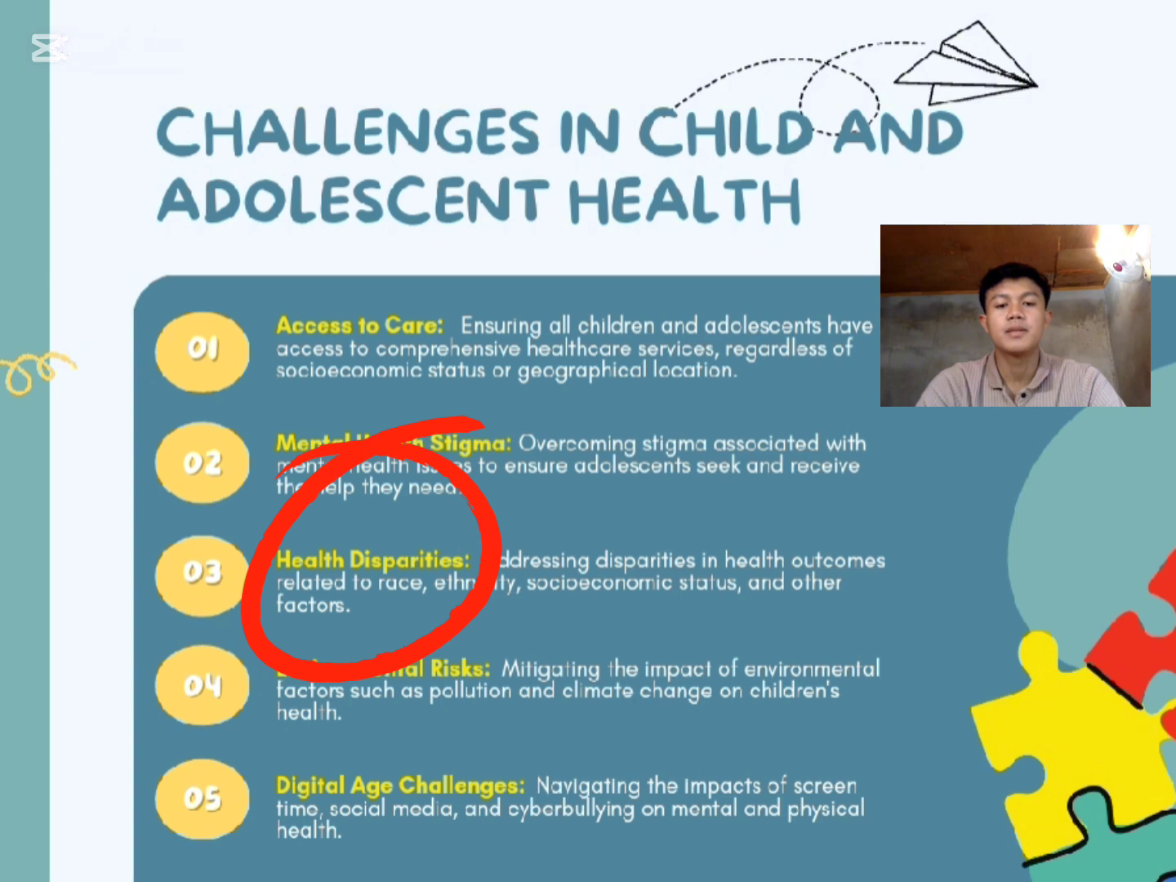Third is health disparities: addressing disparities in health outcomes related to race, ethnicity, socioeconomic status, and other factors. Socioeconomic inequalities lead to uneven health outcomes, with marginalized groups often experiencing higher rates of illness and reduced access to preventive care. Fourth is environmental risk: mitigating the impact of environmental factors such as pollution and climate change on children's health. Pollution, climate change, and unsafe living conditions expose young individuals to physical health risks and developmental challenges.